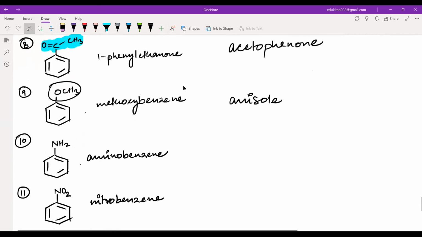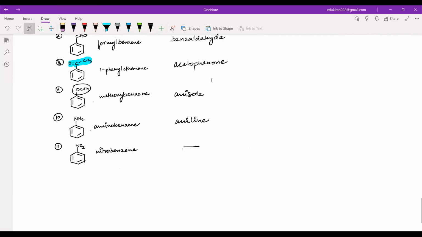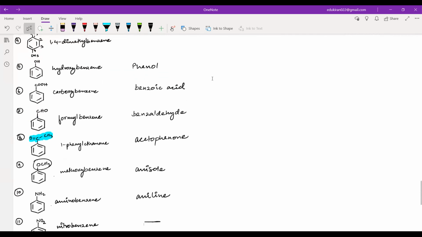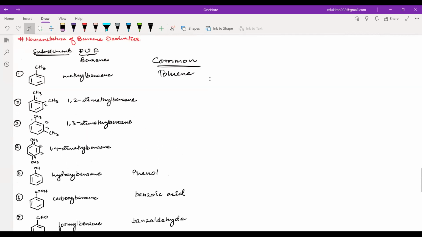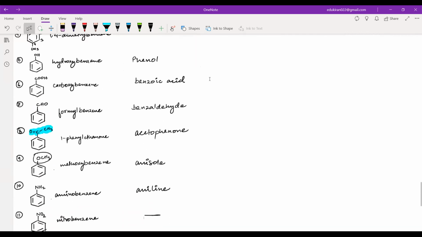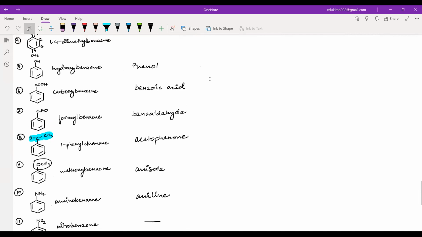If you have NH2 attached, it is known as aniline. Now, there is no particular name for nitrobenzene, okay? Nitrobenzene is nitrobenzene only. So you write those down. The first one is toluene. After that, you just leave blank, and then from phenol, you can start writing. Phenol, benzoic acid, benzaldehyde, acetophenone, anisole, and aniline.